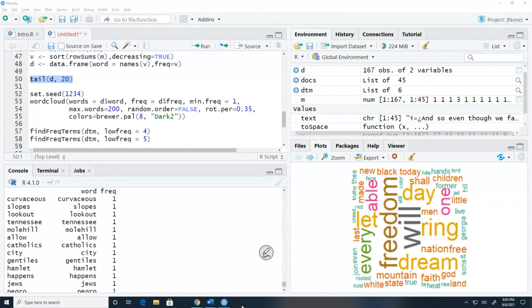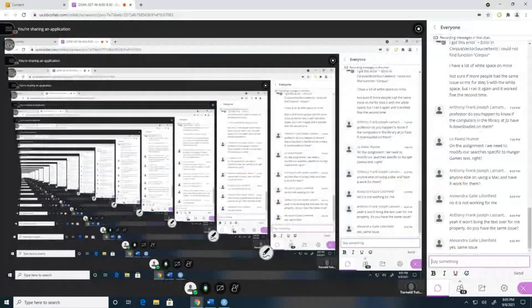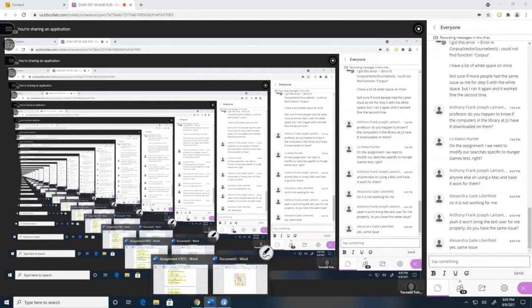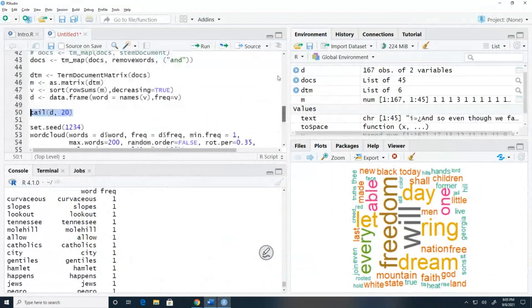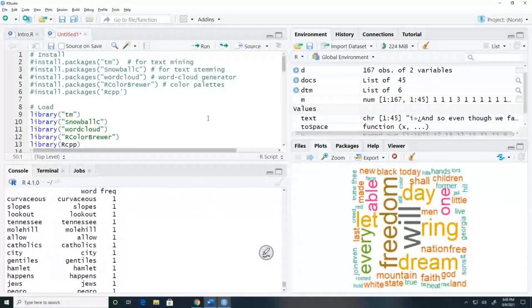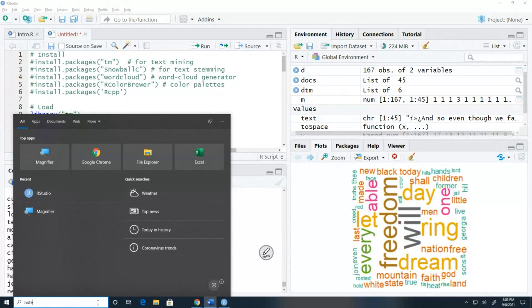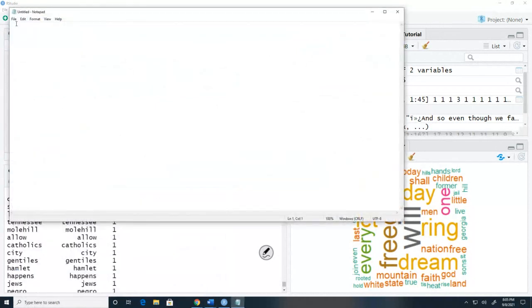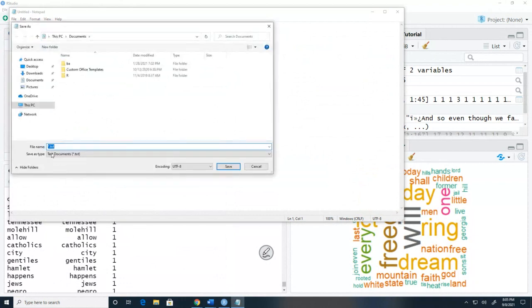Hey, Professor. From the beginning, I'm going all the way back because something I did wrong. When initially copying the file, is that saved as a Word document on the desktop in the folder? No, a text file. So you want to use Notepad, or some way, because it'll save it as a .txt file, which is what you need. Oh, okay. So I was supposed to open up Notepad.